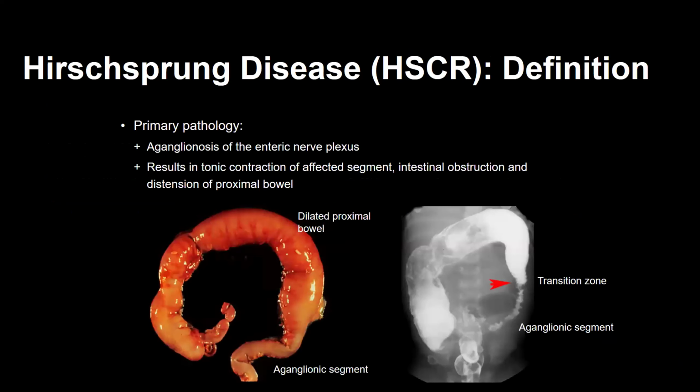So what's the primary pathology? It's aganglionosis of the enteric nerve plexus, and we'll talk a lot more about that in a second. And that, of course, results in tonic contraction of the affected segment, intestinal obstruction, and distension of the proximal bowel. So here you can see this anatomically laid out specimen. Here is the terminal ileum and the ascending, transverse, descending colon. You should have sigmoid and rectum, and you can see the aganglionic segment looks quite atonic and small, and the proximal bowel is quite dilated.